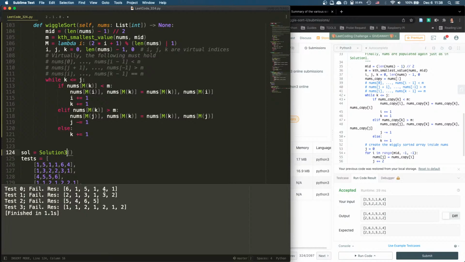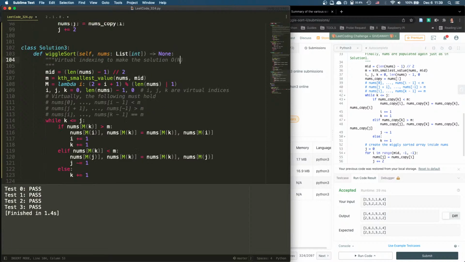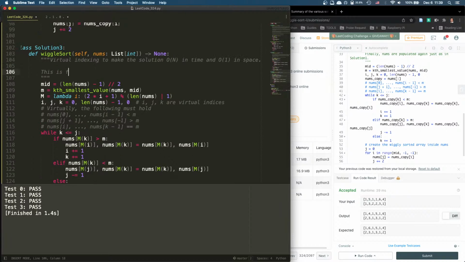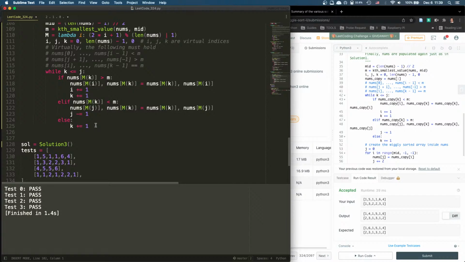Okay. So we're going to do the last one. So this is virtual indexing. Virtual indexing to make the solution O(1) in time and O(1) in space. This is from Mr. Hoffman's idea. Okay, so I'm going to just pass this last one and I'm going to call it a day.